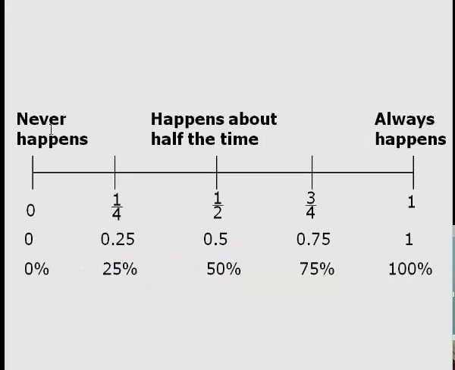Okay, now I've talked about this, but let's repeat this one more time. These are probabilities. If the probability is 0 or 0%, it means it's never going to happen. The closer the probability gets to 1 makes it more likely to happen. And a probability of 1 means it's certain, it's going to happen.